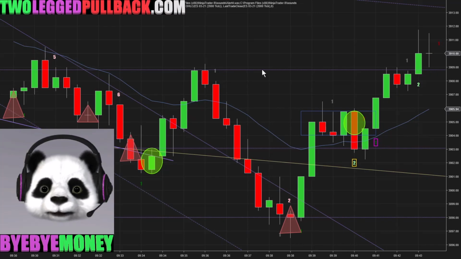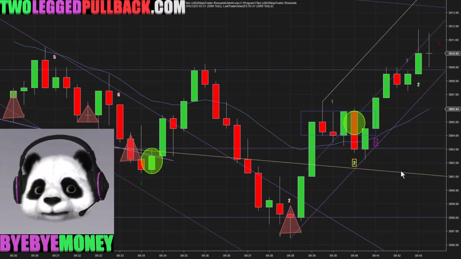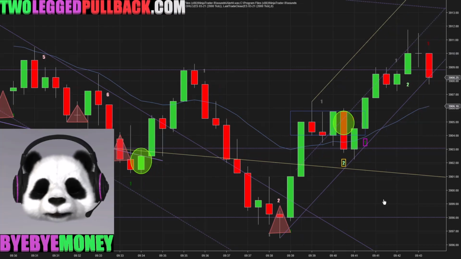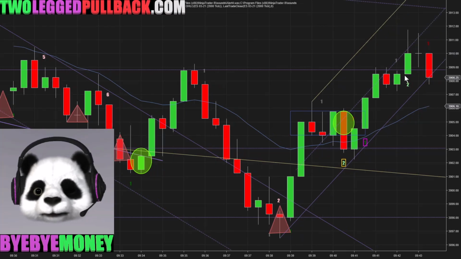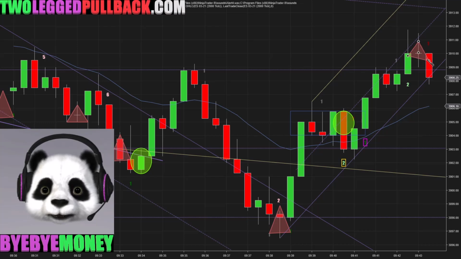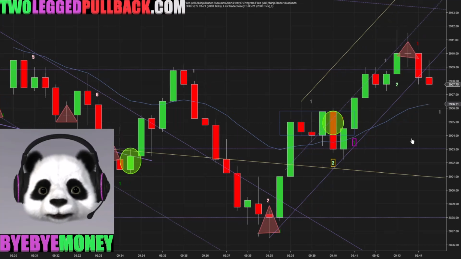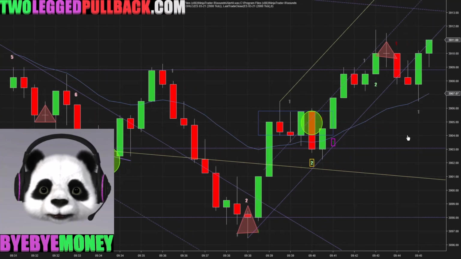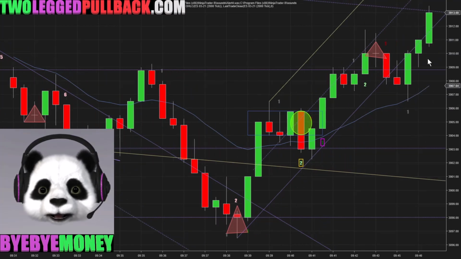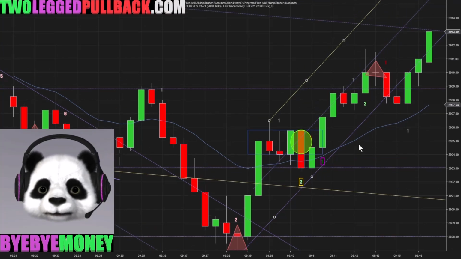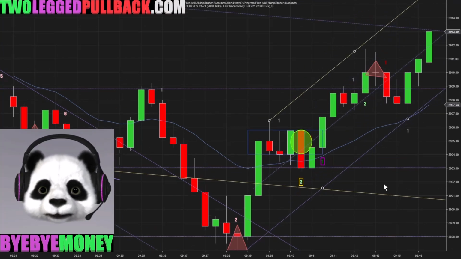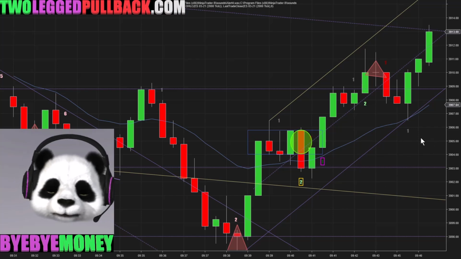Two-legged pullback back to the top of this range. I need a lower high and current uptrend. We need to break this current uptrend right now. So currently not interested. It does go under. It doesn't make a scalp yet, but it does come down here. And we want a lower high, which we didn't get, but this ended up giving a scalp anyways. But we want that lower high. We adjust this. Come here. Keep going.